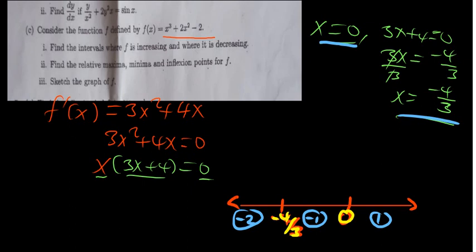After choosing the numbers and putting them on the number line, this is what you're going to do. You can start with this one. You put 1 in this function, the one which you have just differentiated. Are we going to get a negative or positive?